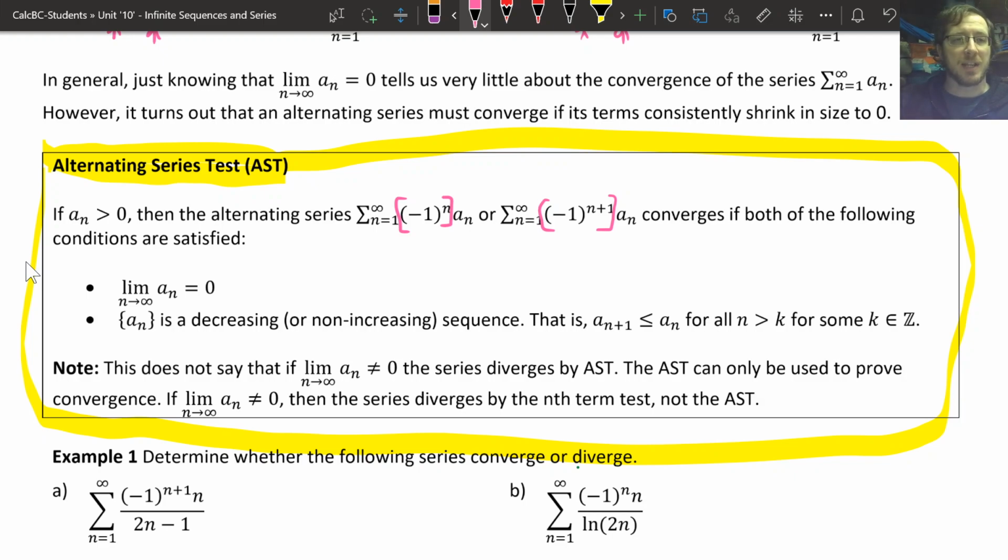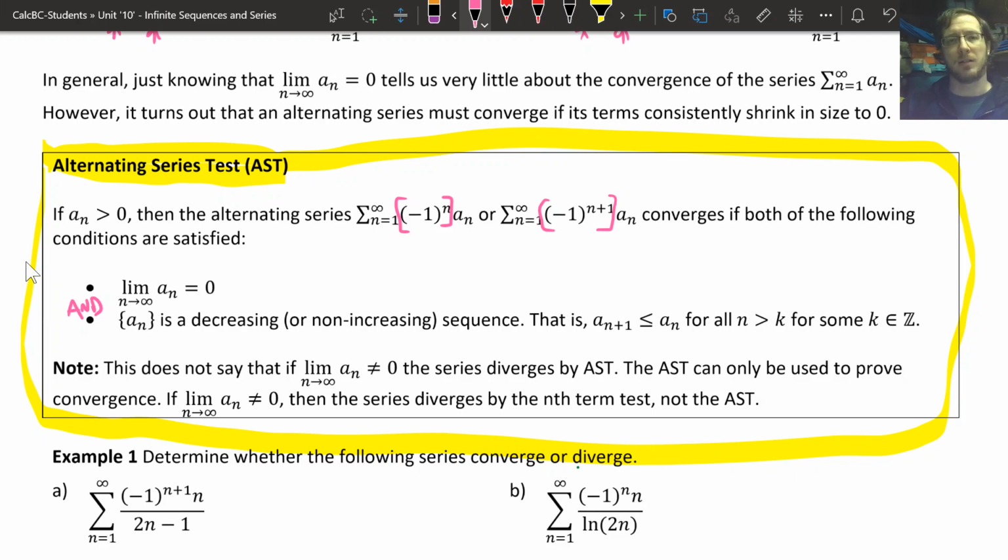If both of these things are satisfied, so if the limit as n approaches infinity of the rest of that rule equals 0, and if that a sub n, the rest of that rule, as terms in the sequence is a decreasing or non-increasing sequence. That is, if a sub n plus 1, the next term, is less than or equal to a sub n for all n greater than k for some k, where k is an element of the integers. Again, it's just saying at some point along the line, it's a decreasing sequence.